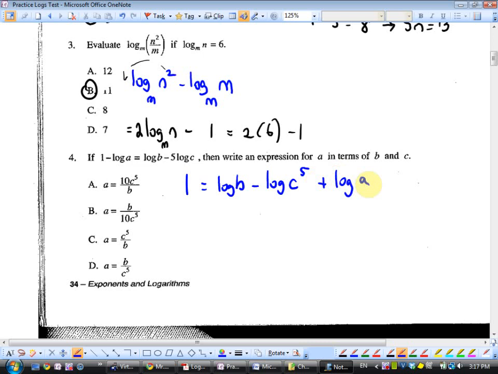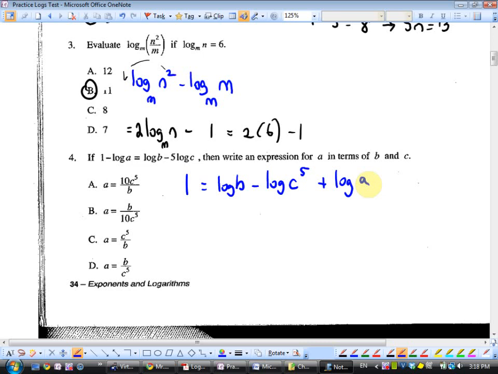Why is that so nice? Look at the right-hand side. Do they all have the same base? Then I can combine them. Positives on top, negatives on the bottom. Adding means multiply. Subtracting means divide. But I even simplified it. I said, if it's positive, put it on top. Negative, put it on the bottom.